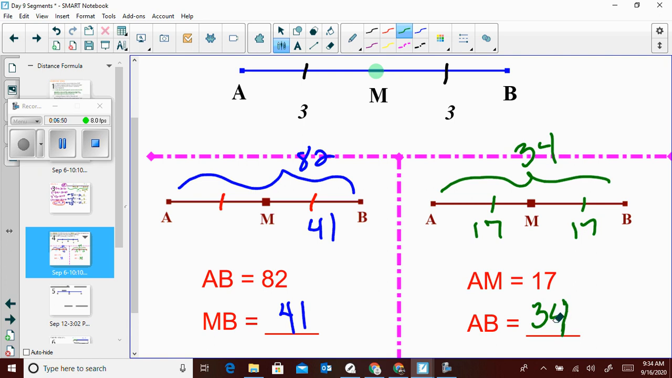And the reason we put, when you have to explain, is definition of a midpoint.